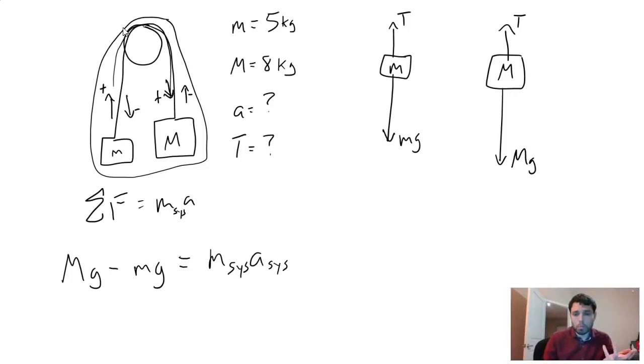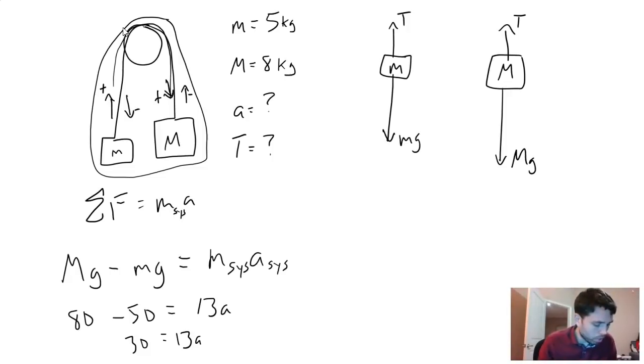From here, it's really simple. Big Mg is 80, because the mass is 8, minus 50 equals the mass of the system, which is 13, times a. And we're going to solve for a. So 80 minus 50 is 30, equals 13 times a. I divide by 13, and I get 2.3. So it looks like our acceleration is positive 2.3 meters per second squared, which makes sense. We think it should go down on the side where the heavier mass is, so it should go in the positive direction. 2.3 seems reasonable.